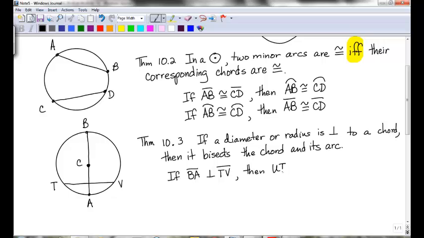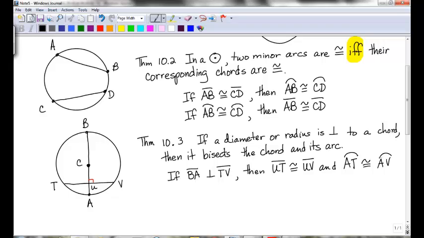UT, I need to mark this. This is U in the center there. And it's perpendicular, so mark this as a right angle. And that would be a right angle on both sides. Then UT is congruent to UV segment, and arc AT is congruent to AV.